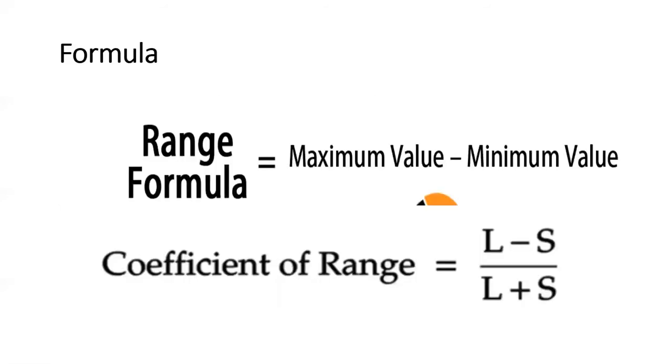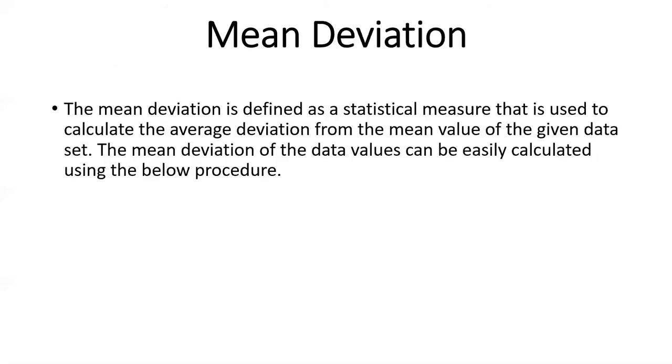Then we have the range formula. The formula of the range is maximum value minus minimum value. Range is what we have just seen, largest minus smallest value. Then how to determine the coefficient of range? It is simply (L minus S) divided by (L plus S). So that was all about your range. I hope you understood. We are running fast because it's a crash course and we have to cover n number of things. I hope you are understanding.